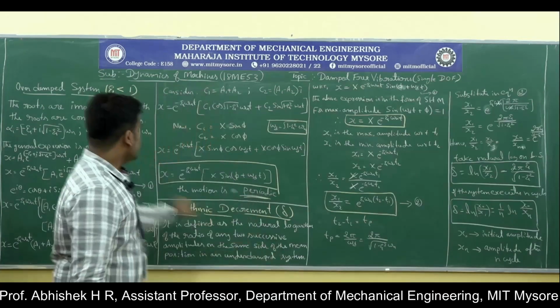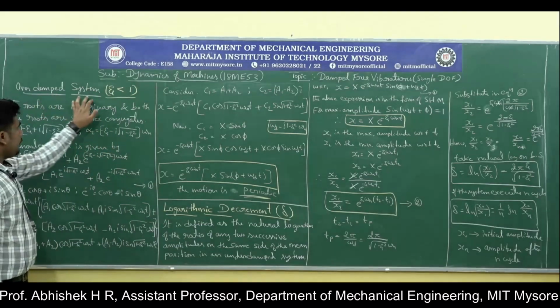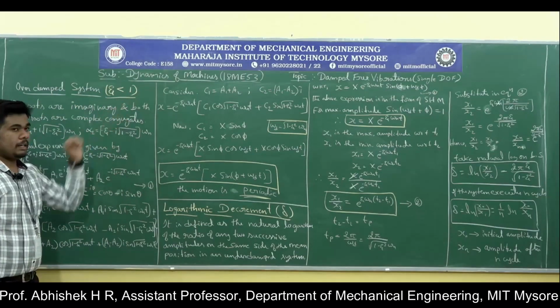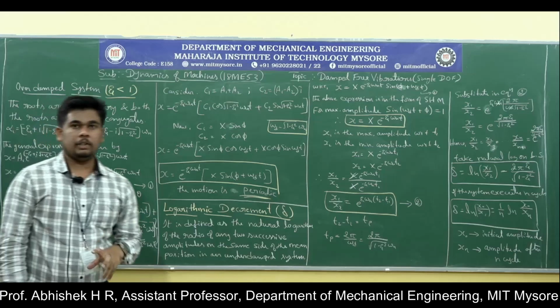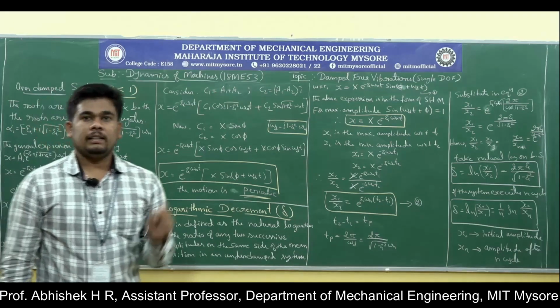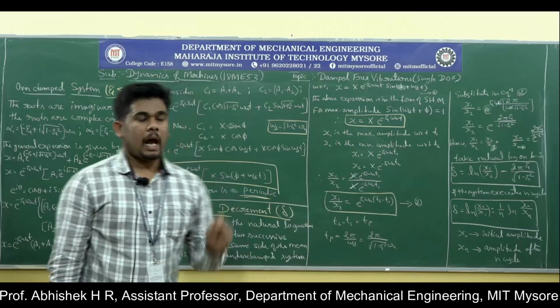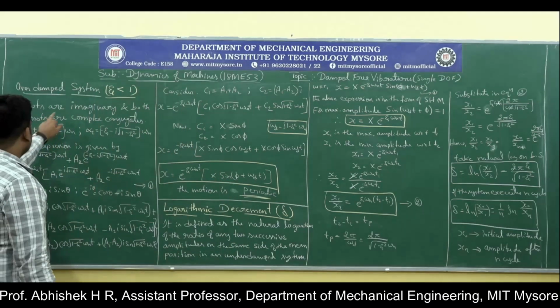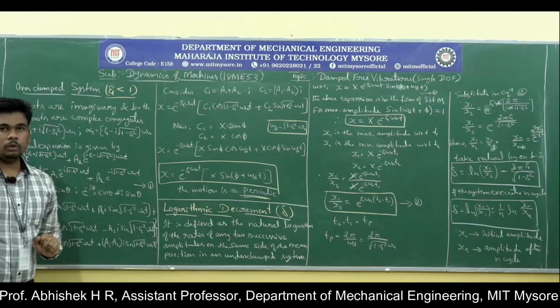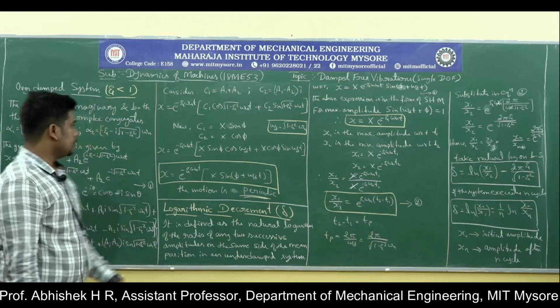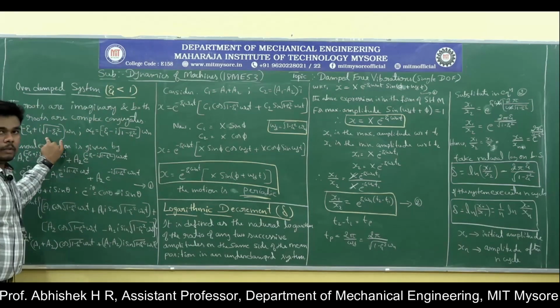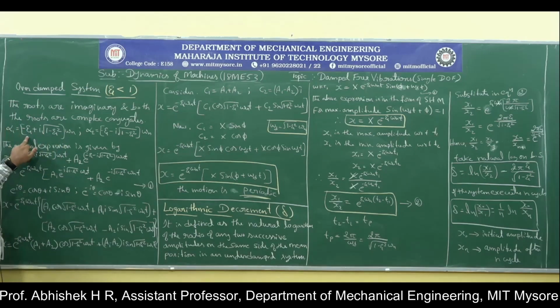Okay, now the next system, that is the underdamped system. If zeta is less than 1, the system is said to be an underdamped system, and the roots for this system are imaginary, and both the roots are complex conjugates. The roots are alpha 1 is equal to minus zeta plus I into square root of 1 minus zeta square into omega n.